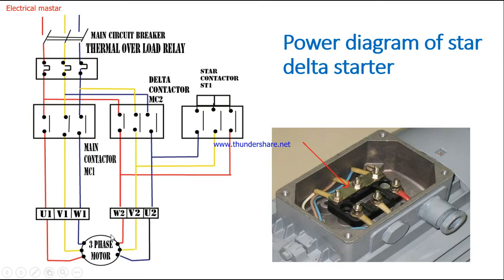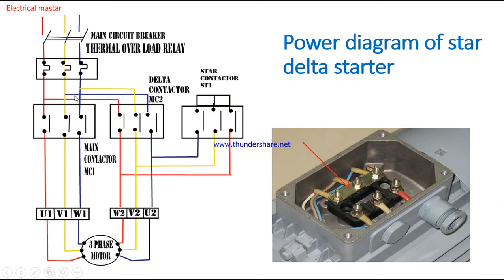3 terminals will be connected to the main contactor. The other 3 terminals, W2, V2, U2, are connected differently. From here we take 3 loop wires RYB, which will be connected to the delta contactor. From the delta contactor output it is directly connected to W2, V2, U2, and from this terminal it is connected to the motor U2, V2, W2. Similarly, for the star contactor, 3 wires will be shorted in the upper terminal and the 3 wires on the downside will be connected like this.